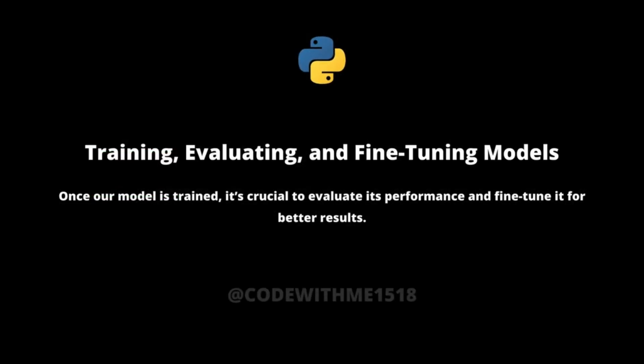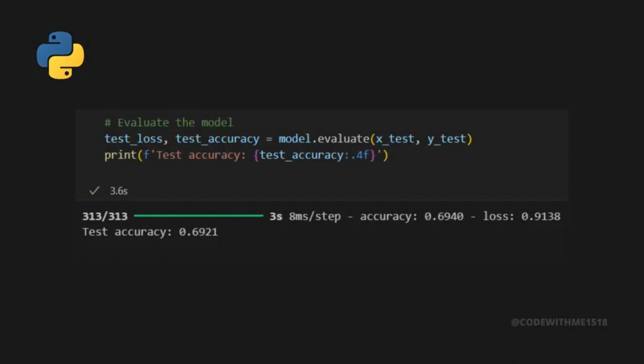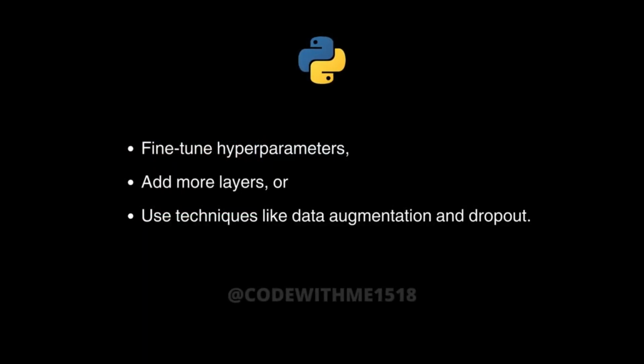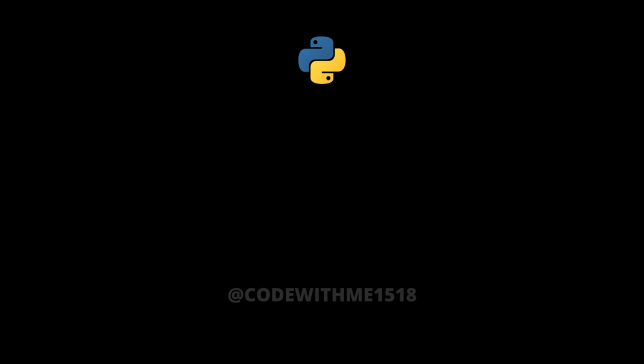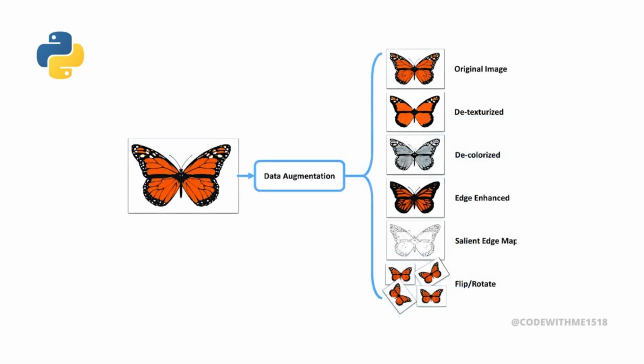Once our model is trained, it's crucial to evaluate its performance and fine-tune it for better results. Let's see how we can do that. We can use the evaluate method to check our model's accuracy on the test set. Our model achieved an accuracy of about 69% on the test set. To improve this, we can fine-tune hyperparameters, add more layers, or use techniques like data augmentation and dropout. By using data augmentation, we can improve our model's robustness and potentially achieve better performance.